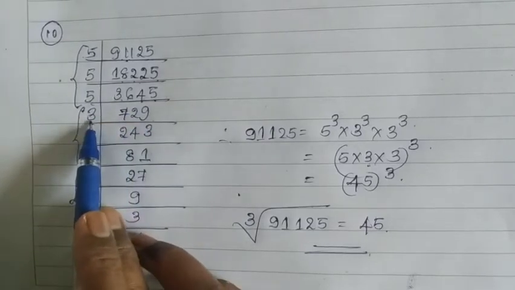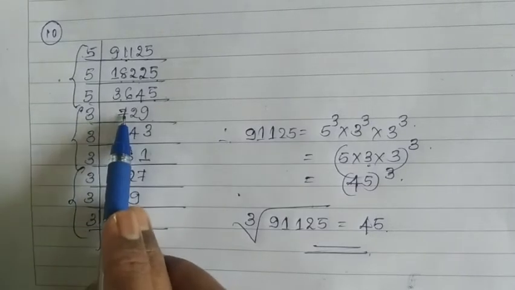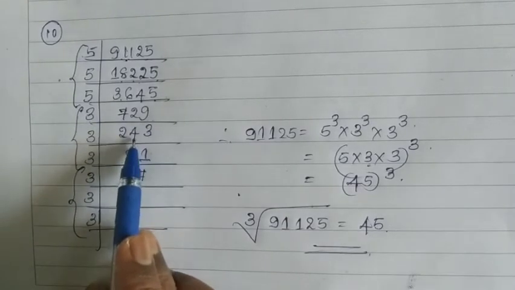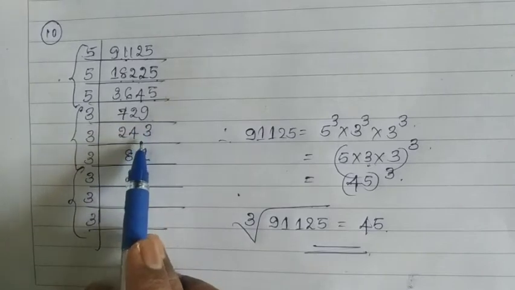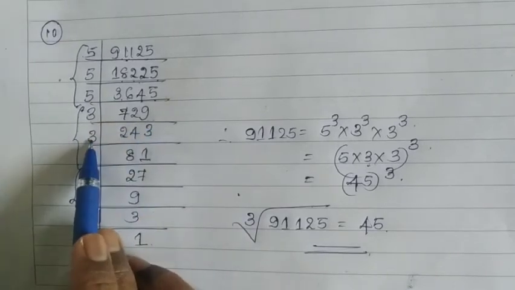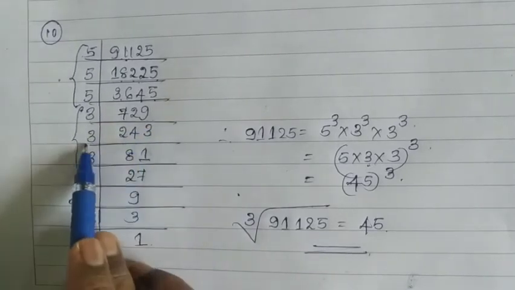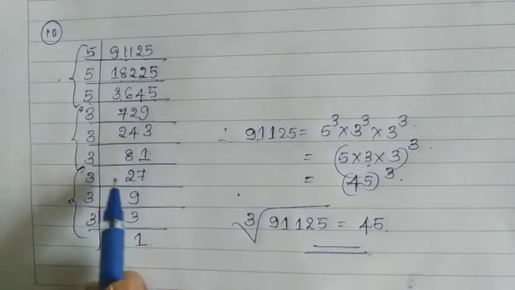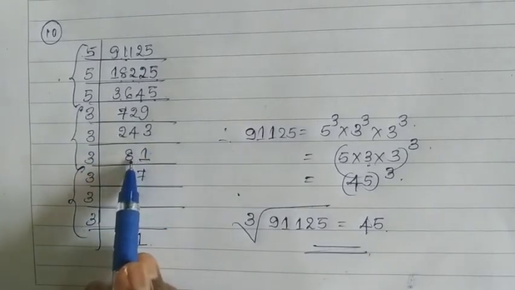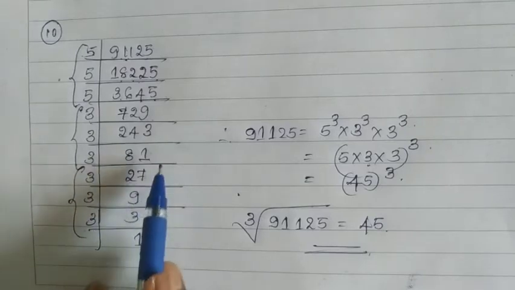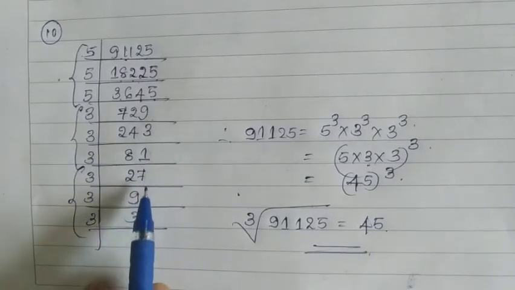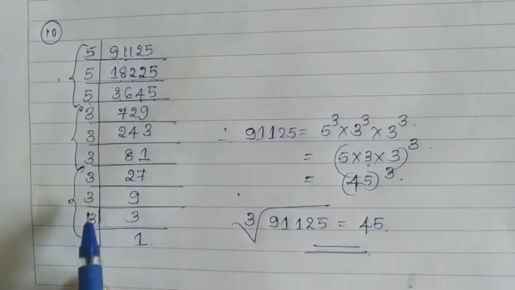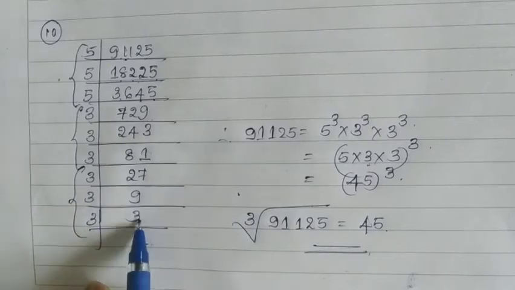So now let us take the prime number 3. Now 3 2s are 6. 1 is remaining, that becomes 12. 3 4s are 12. Yes, 3 3s are 9. Again from 3, 3 8s are 24. 3 1s are 3. From 3, 3 2s are 6. 2 is remaining, that becomes 21. 3 7s are 21. Now 3 9s are 27. Now 3 3s are 9. Now 3 1s are 3.